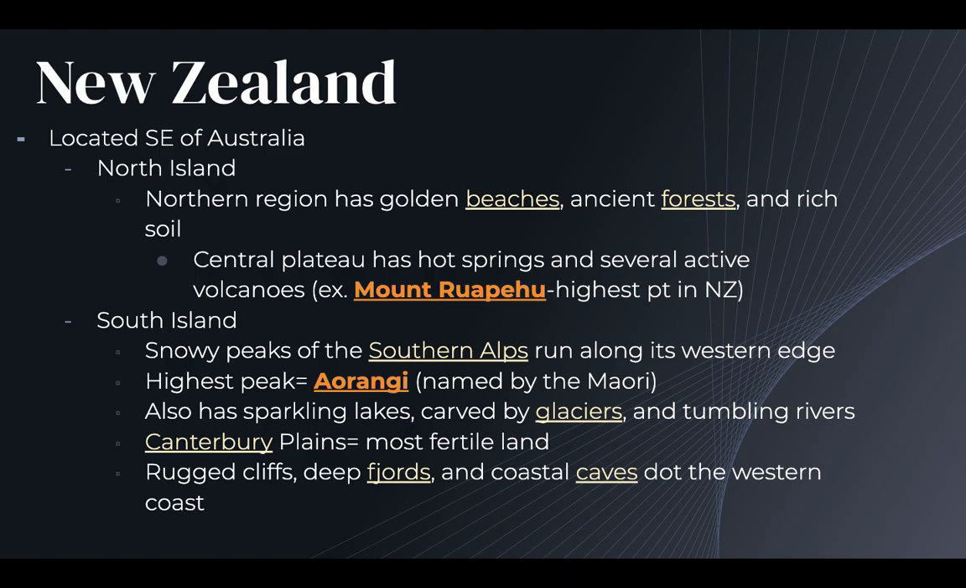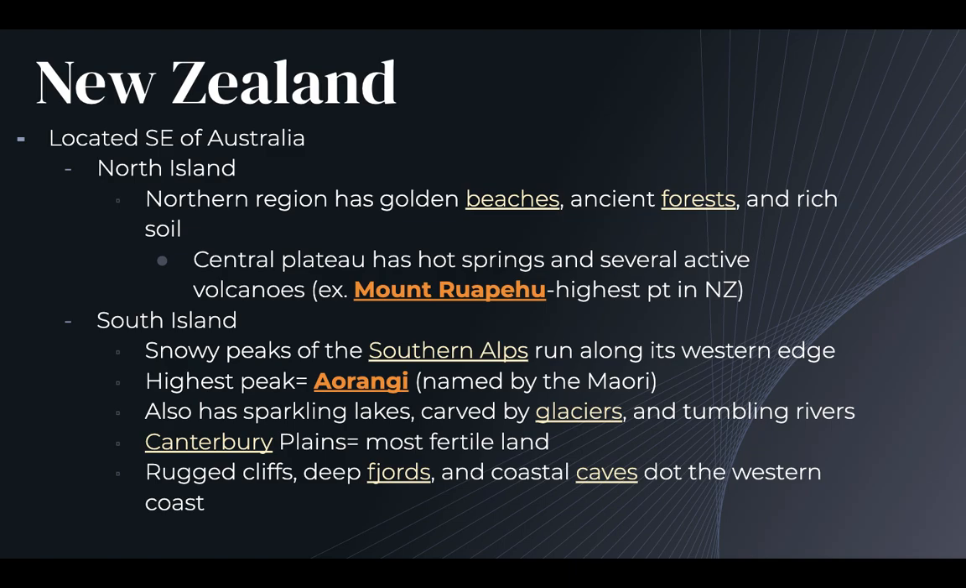So in the North Island, the northern region has golden beaches, it has ancient forests and rich soil. And then in the middle, there's a plateau that has hot springs and several active volcanoes. One of these volcanoes is Mount Ruapehu. I always mess that up. It's the highest point in the North Island.